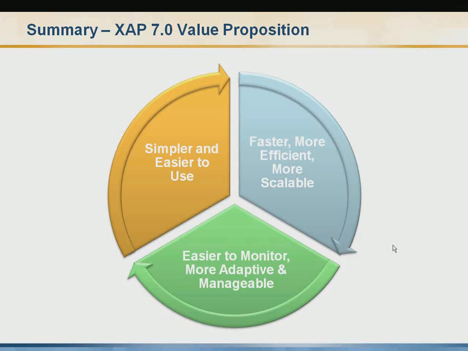So with this, I'd like to open the floor to a number of questions. So let's start with the first one. With Gigaspaces 7.0, are there any limitations of .NET as compared with Java?